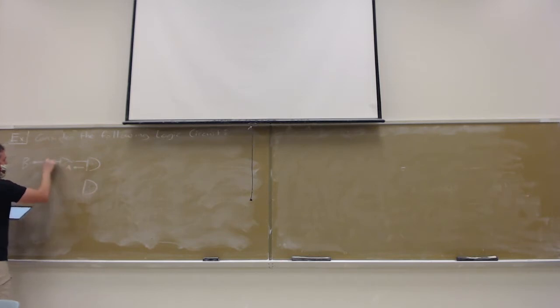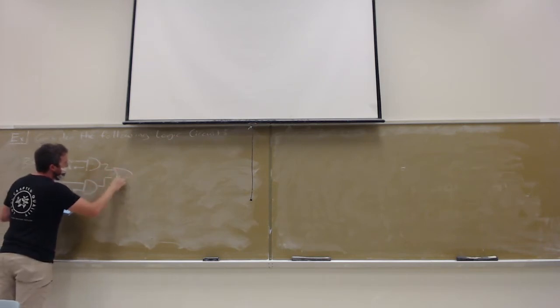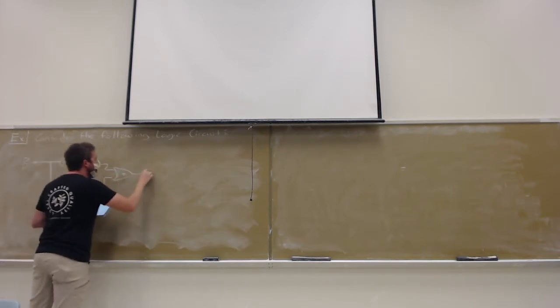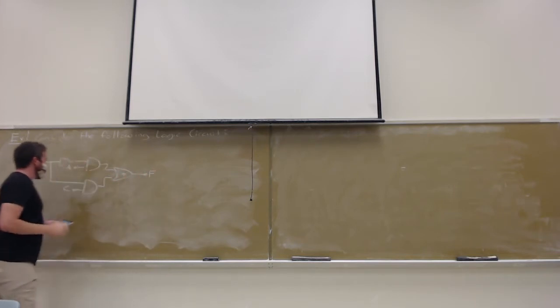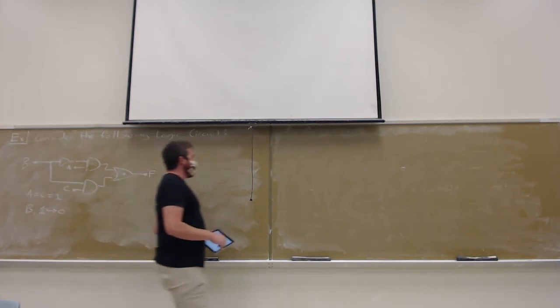So that's inputs A and C. That output was to F, right? And we said that A equals C equals 1, and we were going to look at when B went from 1 to 0, right? So let's set up that timing diagram one more time.